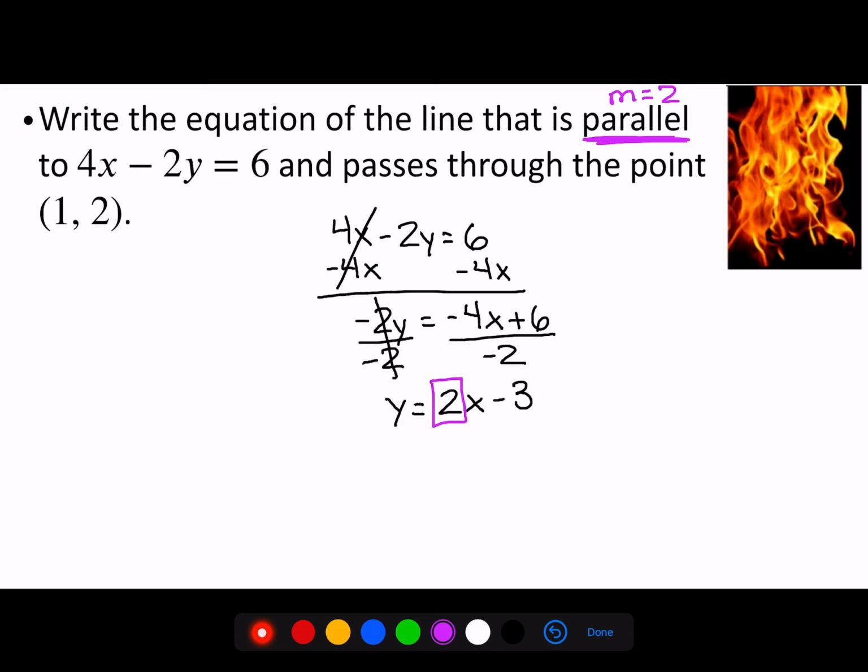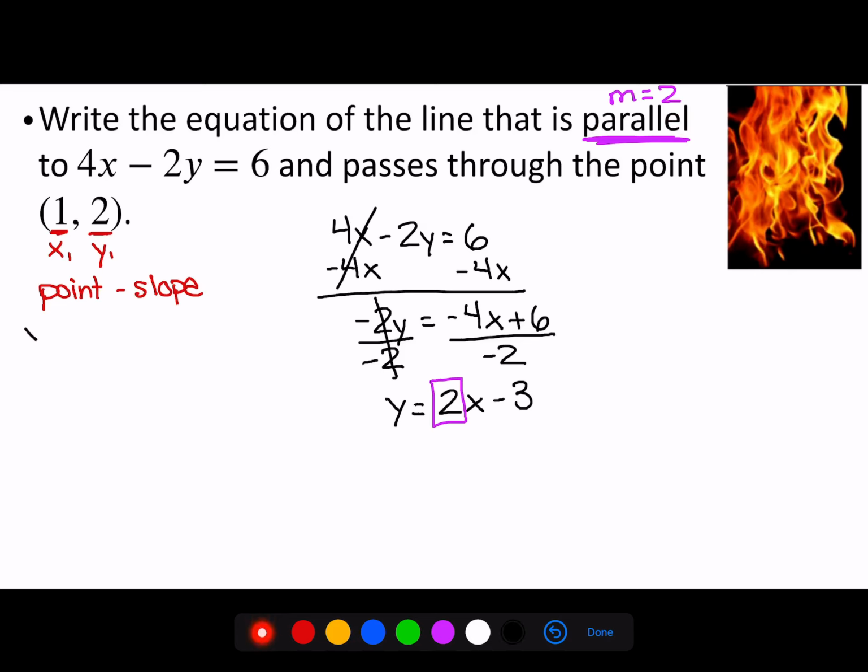So we also know that we're passing through the point (1, 2). So this will be x1, this will be y1. Now, we can write this in multiple ways. I'm going to show you both: slope-intercept form as well as point-slope form. So let's start with point-slope. For point-slope, all we need is a point and the slope. So we have a point, we have a slope, we can use point-slope form.